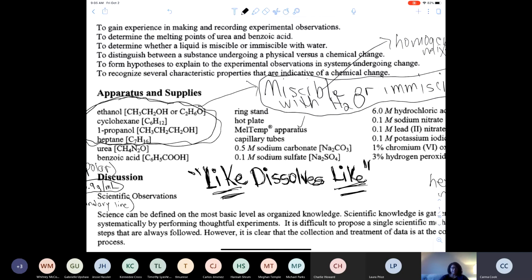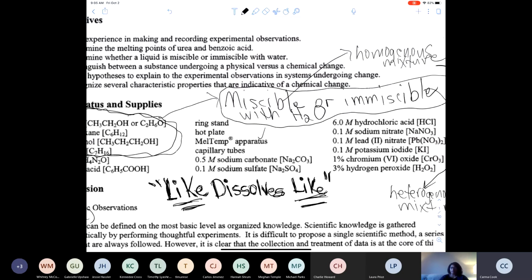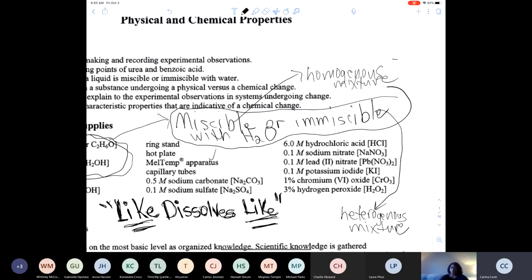And so if the liquid is miscible with water, then what we will be forming when we add that liquid and water together is a homogeneous mixture. The mixture will be constant and uniform throughout. The two liquids will completely dissolve in one another.